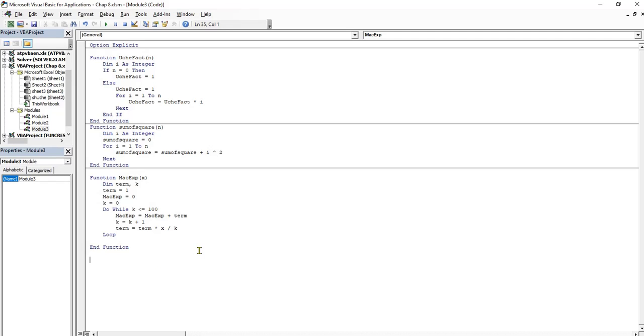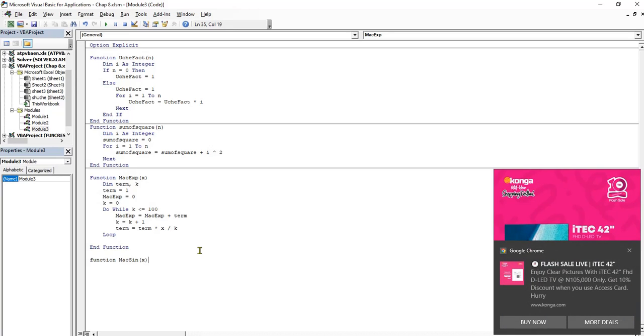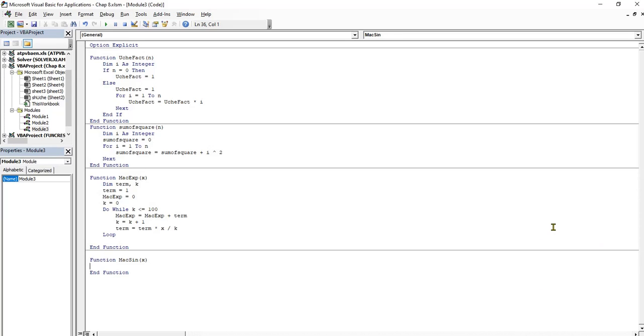So let's now write the user-defined function using that term. We write Function, and we call it MarkSine(x), enter. We'll now say Dim, we'll define the variables we are going to be using: Dim term and k, enter.